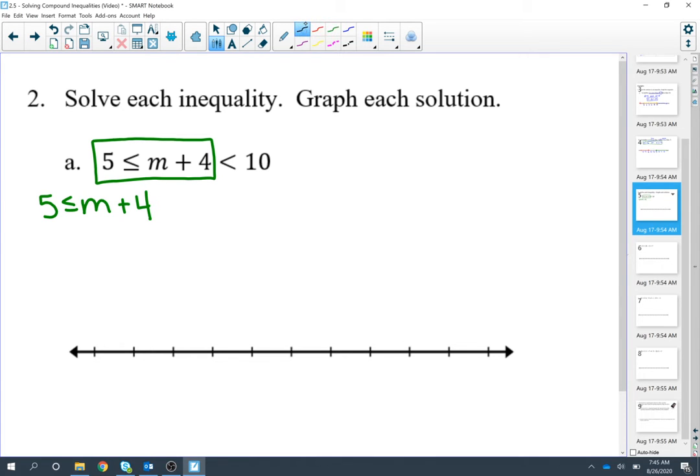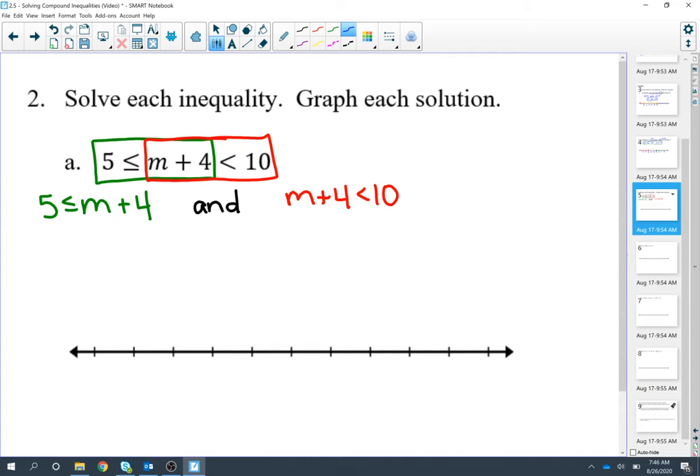We said it was an "and" statement. So now we're going to break it and say "and" your other statement. Now we consider the right side, and you have m plus 4 is less than 10. So those are actually the two statements that went into writing it as this compound inequality. Now we're going to solve each one.